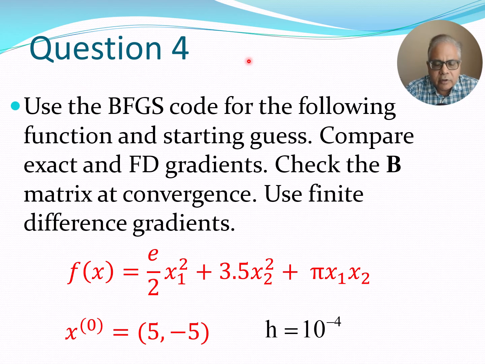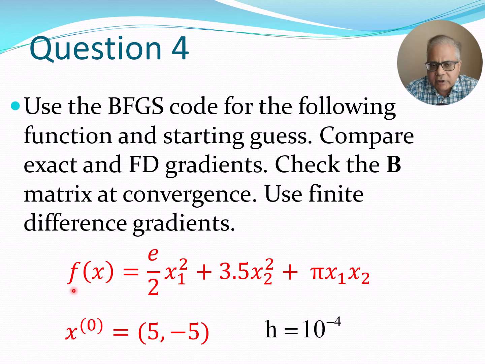Now that we know a lot about the different numerical derivatives, let's use it in an actual optimization problem. So question 4 tells you to use the BFGS code for the following function and starting guess, and compare the exact and finite difference gradients and check the B matrix at convergence. So this would be something interesting to see. Here, if you think about it, as far as the BFGS code is concerned, it knows nothing about the gradient vector as far as exact solutions are concerned. So it's going to build up the B matrix completely from numerical information.